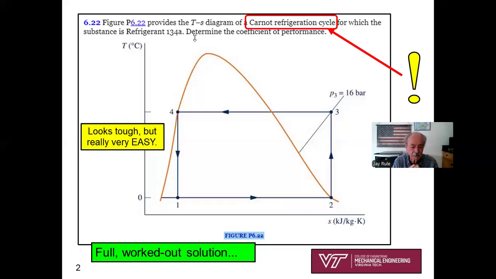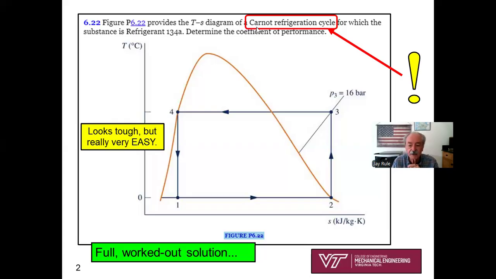So it looks tough, but it turns out that it's really very easy after a little studying. Notice here on my slide, I put an exclamation point recognizing that this given information in the problem statement is golden. It's critical. Carnot refrigeration cycle. So that's a classic cycle. It's the best you can possibly do. It's the best performance you can get operating under certain conditions.